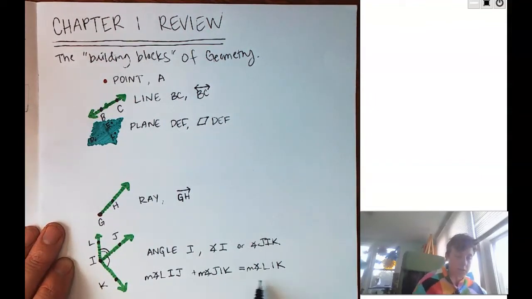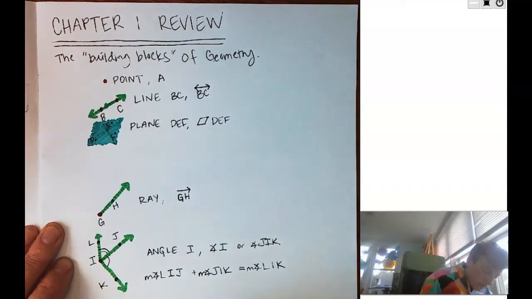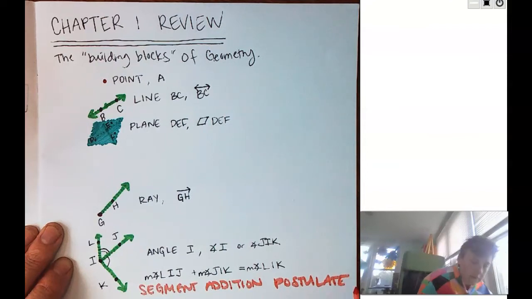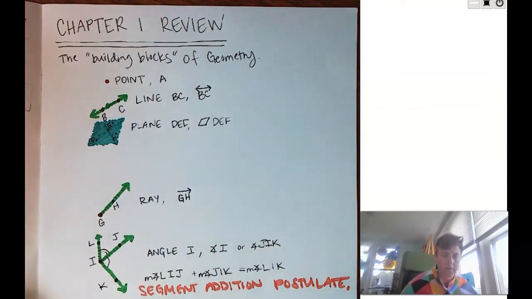Also right here, we just wrote out what's called the segment addition postulate. Let's get a pretty fancy color for that one. The segment addition postulate. That's also another kind of building block of geometry. Adding those two guys together. Awesome. So we have points and lines and planes and rays and angles that are right next to each other that we can add up to make bigger angles.